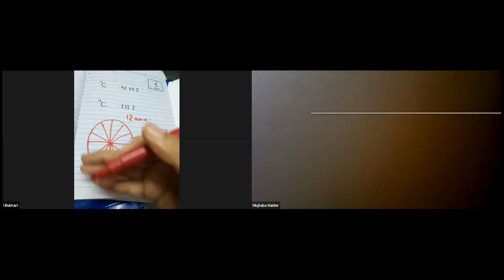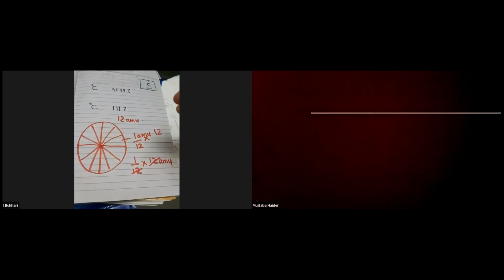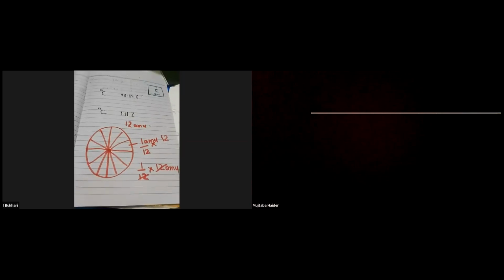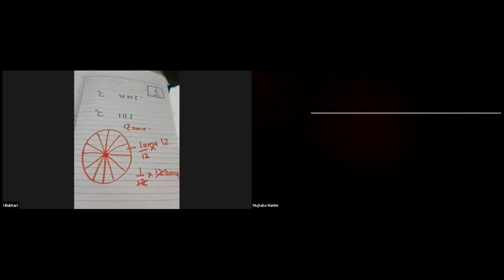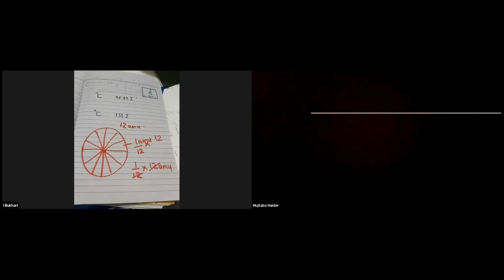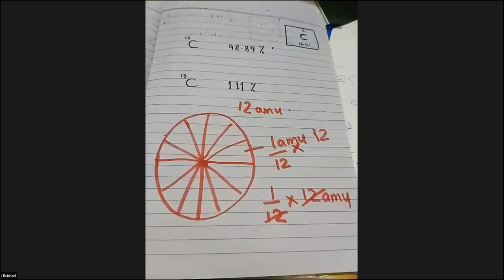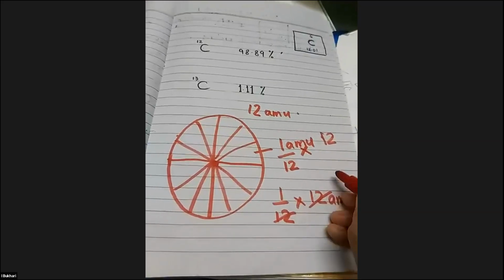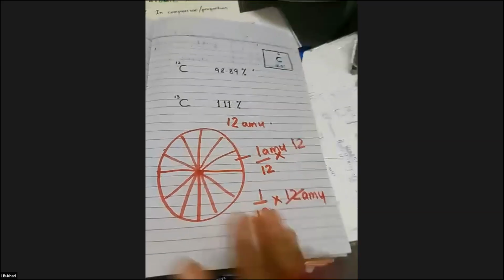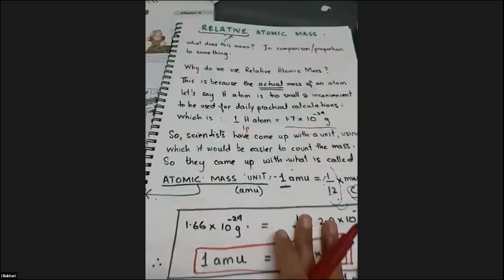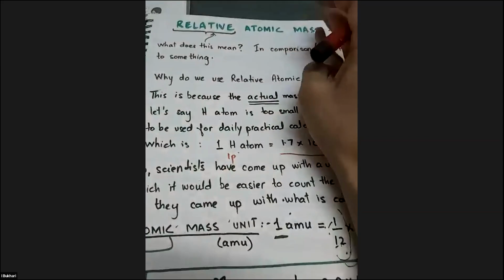Now, why did the scientists come up with such a twisted way of defining AMU? It's because they had to consider a lot of things, which I will not go into the details of, and you don't need to get into those details. Just understand that one atomic mass unit is 1/12 of the mass of carbon-12. That's all about relative atomic mass that you need to know for now.